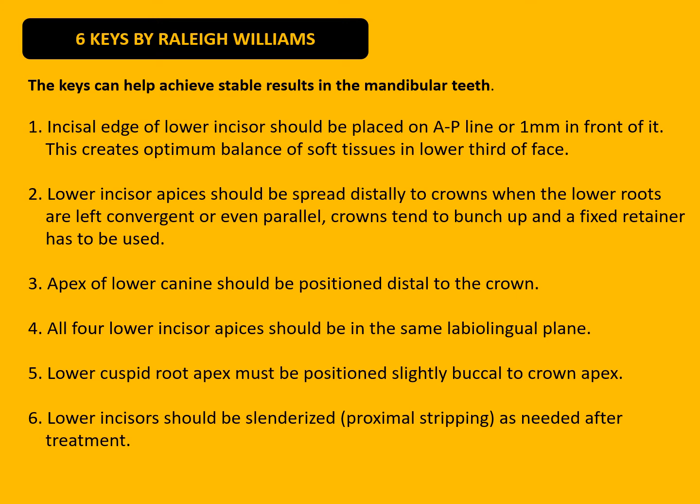Lower incisor apices should be spread distally to crowns when the lower roots are left convergent or even parallel. Crowns tend to bunch up and a fixed retainer has to be used. Apex of lower canine should be positioned distal to the crown, and all 4 lower incisor apices should be in the same labiolingual plane. Lower cuspid root apex must be positioned slightly buccal to the crown of the same tooth, and lower incisors should be slenderized, that is IPR or proximal stripping as needed after treatment.